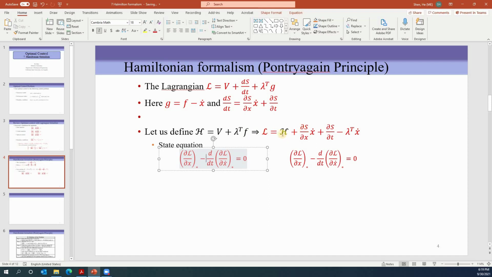So partial L over partial x will give us partial H over partial x, and the rest are not a function of x. Partial L over partial x becomes partial H over partial x. And how about partial L over partial x dot? Partial L over partial x dot gives us a negative lambda transpose. By replacing this L in terms of the Hamiltonian function, we'll get partial H over partial x equal to negative lambda dot. The solution to that equation gives us the relationship between the optimal state and the optimal co-state lambda.